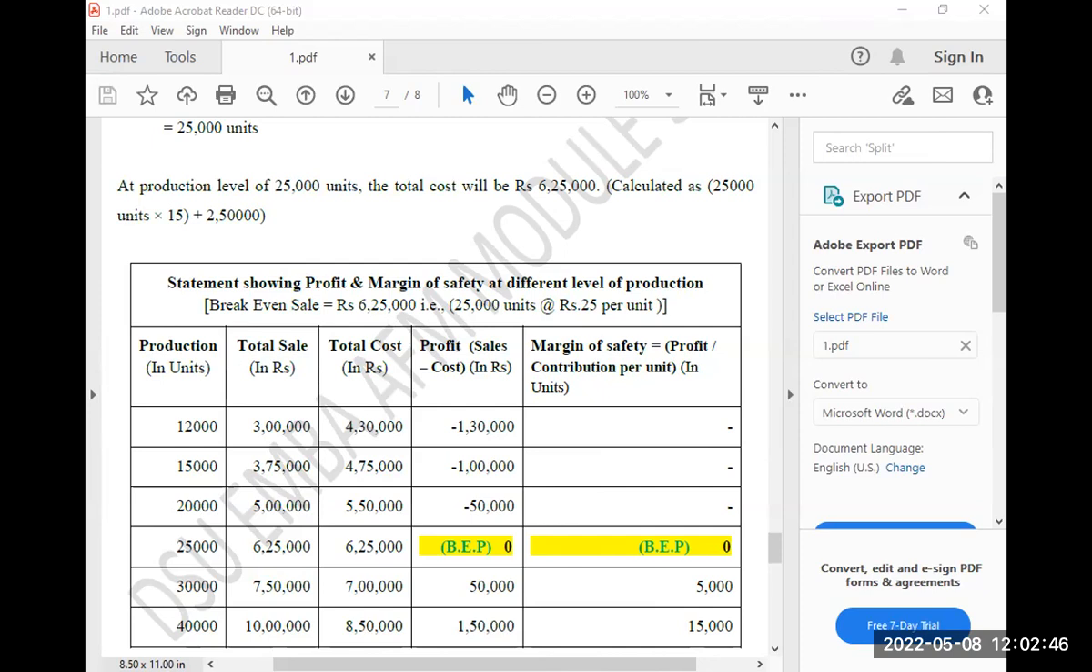How will the sales value be determined? What is the logic of sales value? S is equal to variable cost VC plus fixed cost FC plus profit. Variable cost plus fixed cost plus profit.